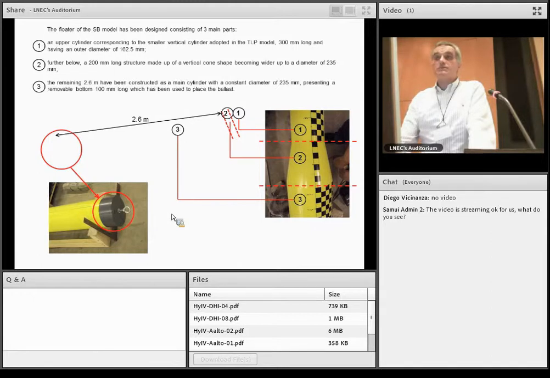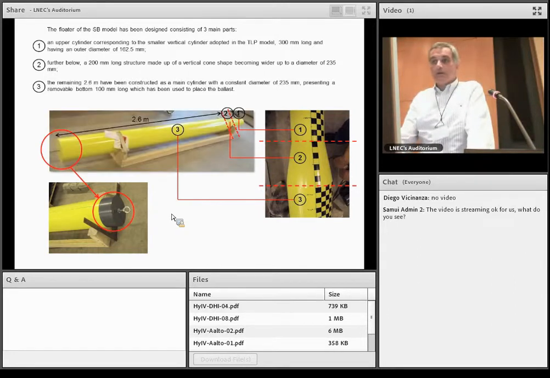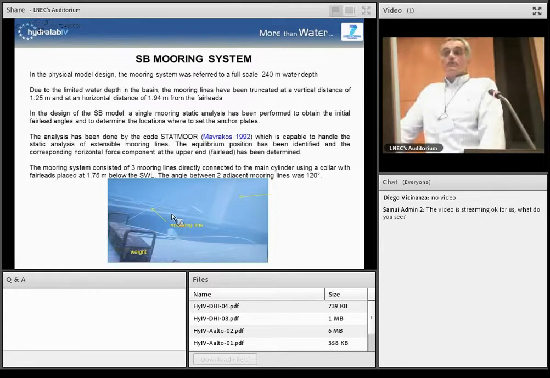The mooring system for the spar buoy. The full-scale water depth we considered, due to the limitations of the pit, was 240 meters. And so we had to truncate the ropes. The analysis to individuate the truncation point was made by Mavrakos with his code called Statemore. And so he could find the equilibrium position and the corresponding horizontal force component at the upper end of the rope. So the mooring system consisted of three mooring lines directly connected to the main cylinder using the collar I showed you before. The angle between two adjacent mooring lines was 120 degrees. The rope had a diameter of 1.7 millimeters.